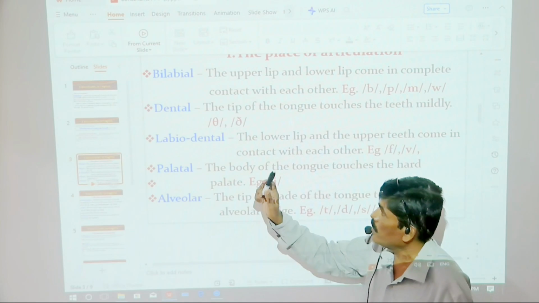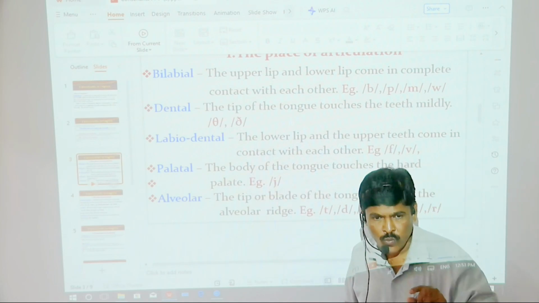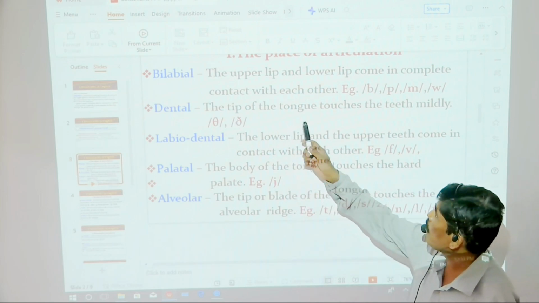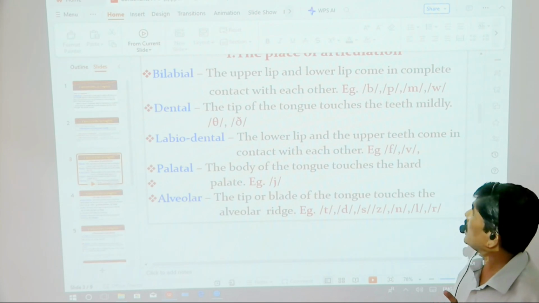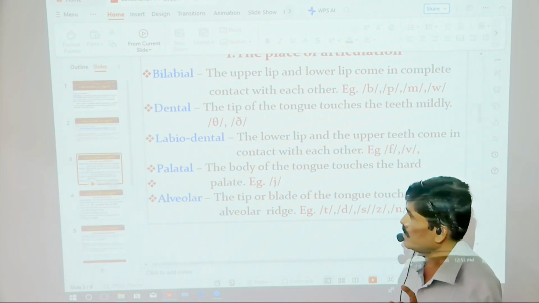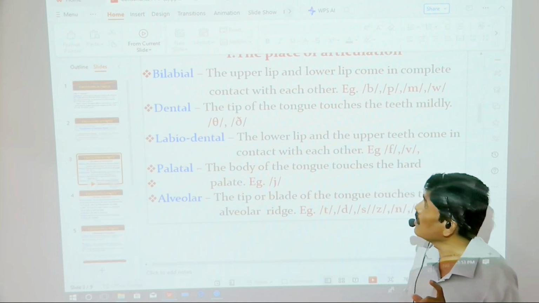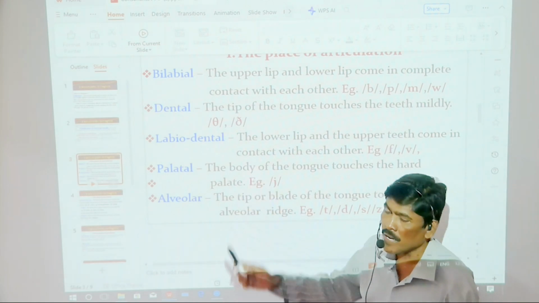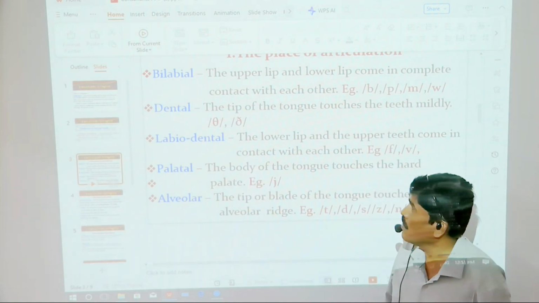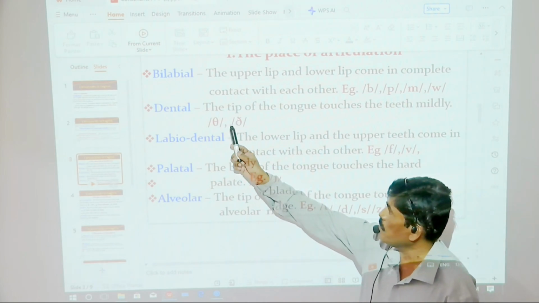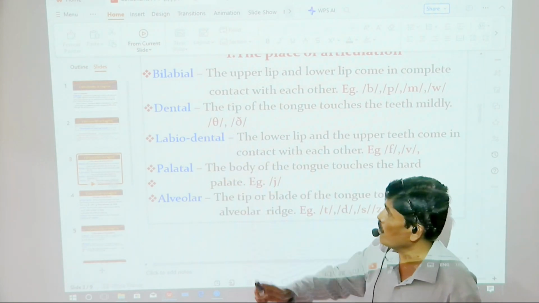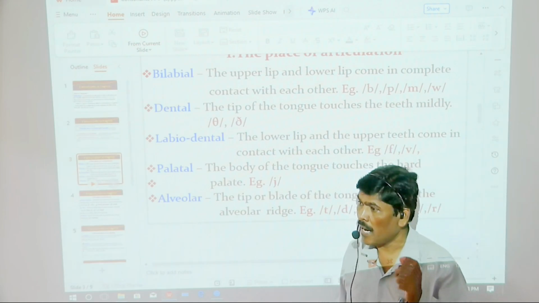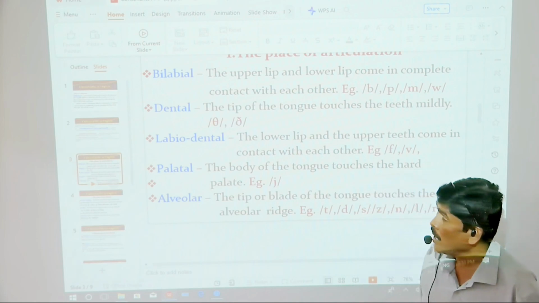This is bilabial. Now dental. The consonant which is produced with the help of the teeth. The tip of the tongue touches the teeth mildly. See, the tip of the tongue touches mildly with the teeth. For example, th. These are the examples of the dental sound. The sound which is produced with the help of the teeth and tongue is called dental sound.